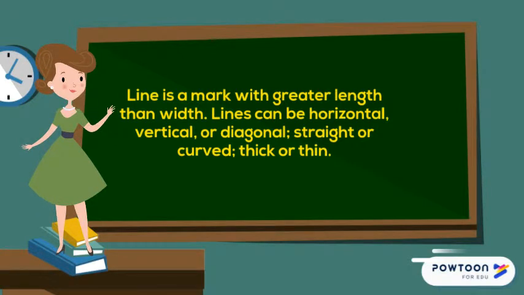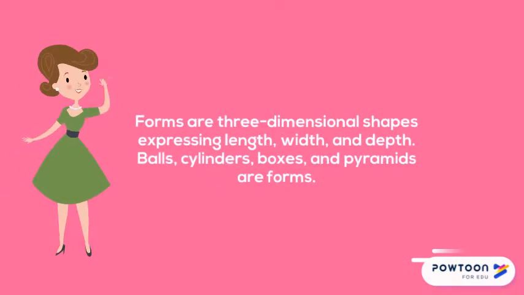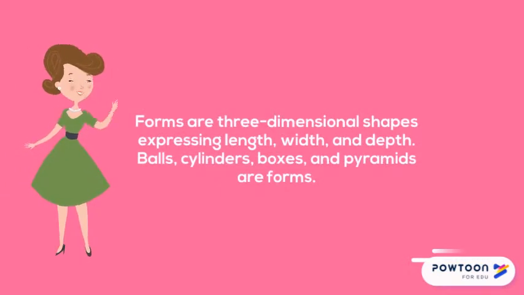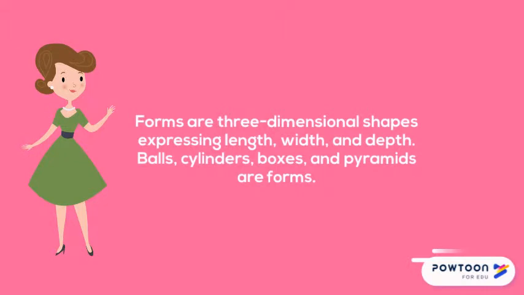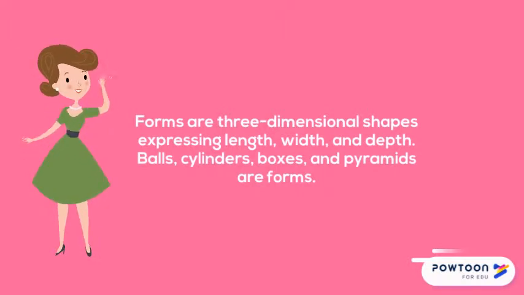A shape is a closed line. Shapes can be geometric, like squares or circles, or organic, like free-form or natural shapes. Shapes are flat and can express length and width. Forms are three-dimensional shapes expressing length, width, and depth. Balls, cylinders, boxes, and pyramids are forms.